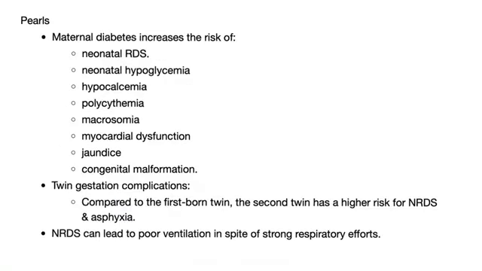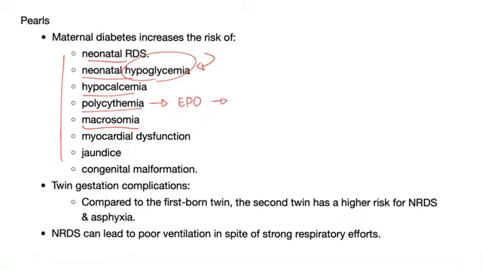Okay, some pearls for the pros. Maternal diabetes, increased risk of all of this. Neonatal RDS, neonatal hypoglycemia. Why? Because of insulin in the baby due to hyperplasia of the pancreatic beta cells leading to hypoglycemia. We have discussed this in this video. Hypocalcemia, polycythemia. Why polycythemia? This is an appropriate increase in EPO.